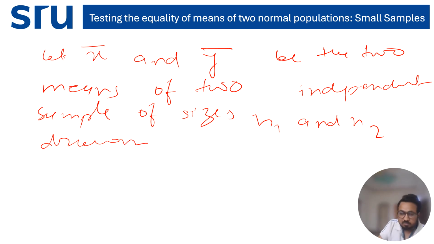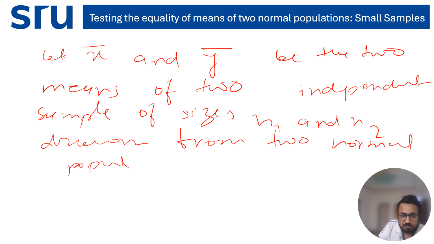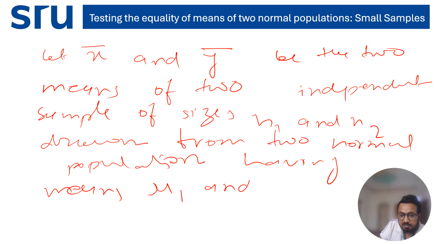Drawn from two normal populations having means mu1 and mu2. Now we will discuss the procedure for testing the equality of means of two normal populations.